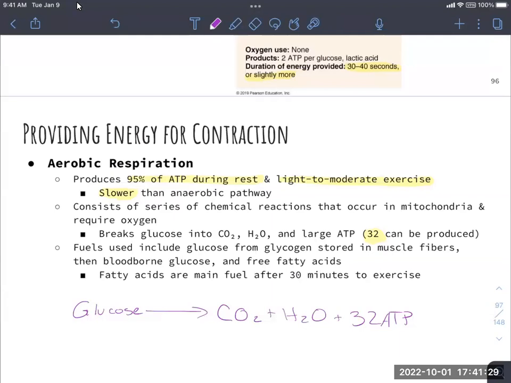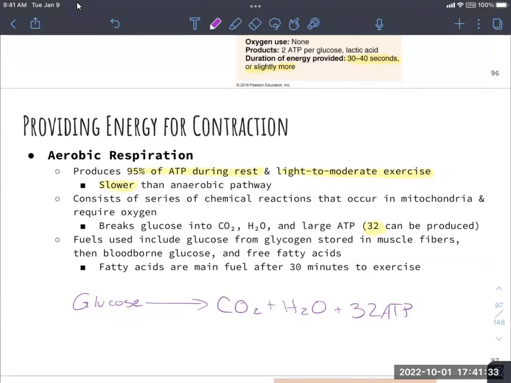But what if you're exercising longer than 30 minutes? If you exercise longer than 30 minutes, we start using our fatty acids as our fuel. So that's after 30 minutes of exercise. We start using those fats to generate energy, and that can produce a lot of energy as well.